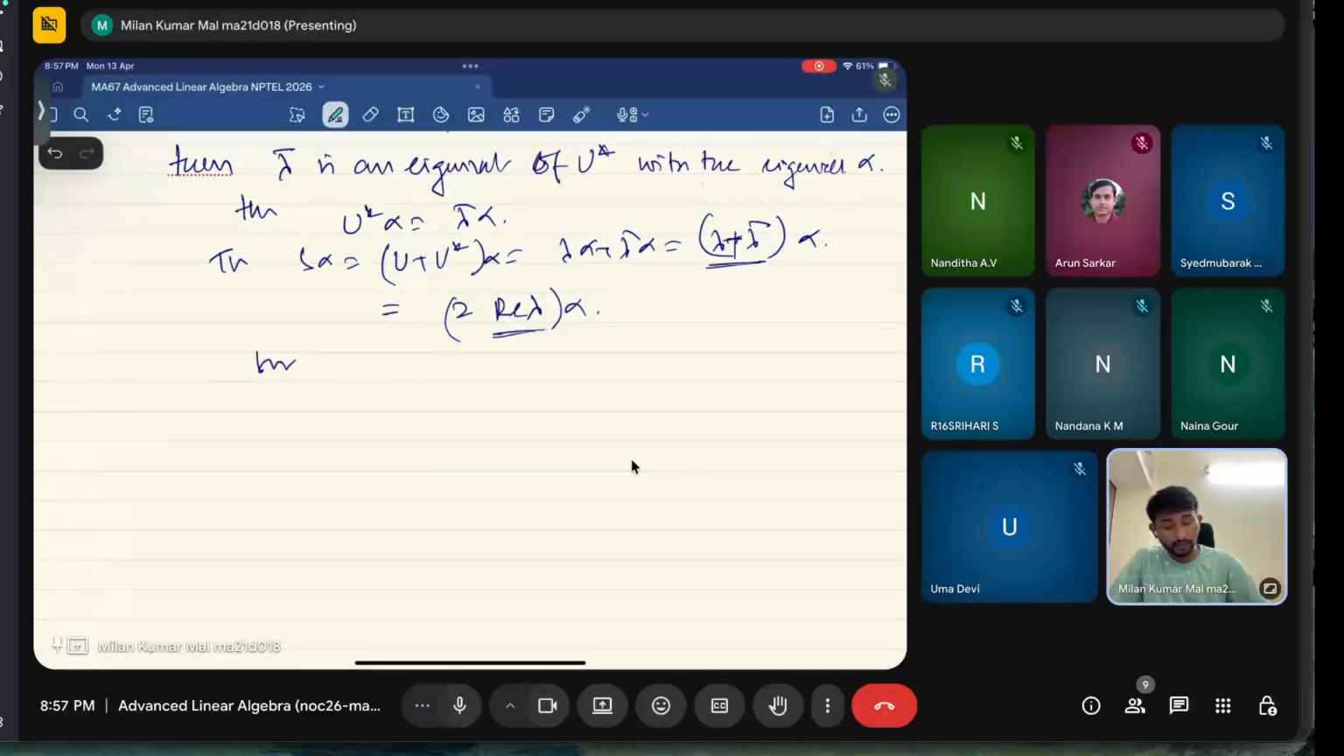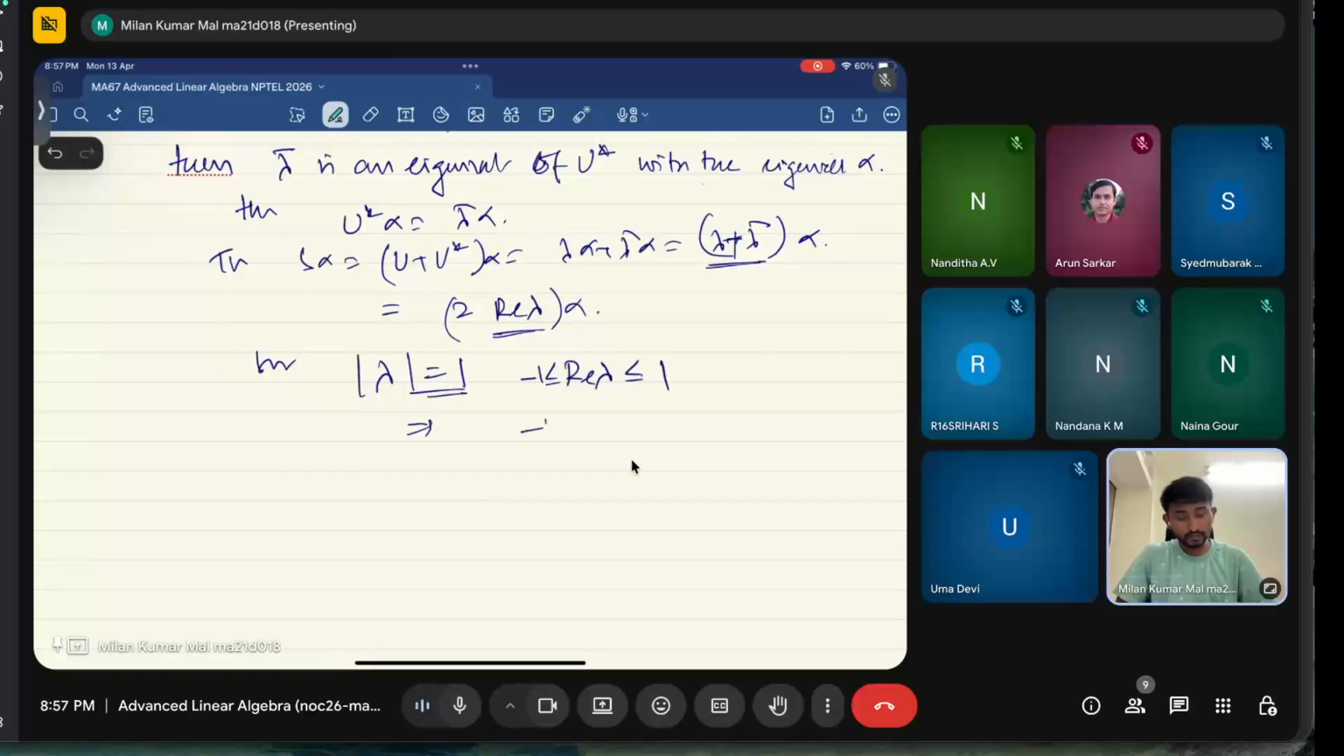But this is the real part. But the modulus of lambda actually has to be 1. So that means the real part of lambda, for any lambda, has to be between minus 1 and 1. It can't go beyond 1.